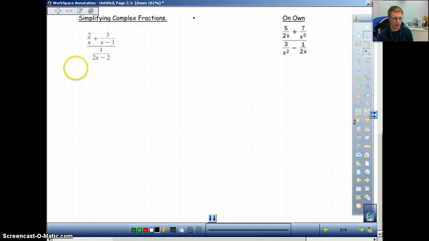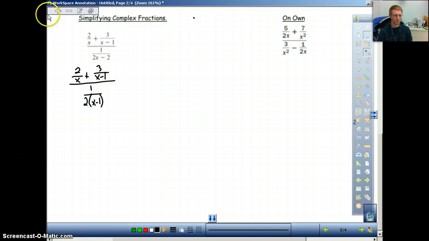So on this, I'm going to rewrite it as 2 over x plus 3 over x minus 1, because nothing here can be factored. And on the bottom, we have 1 over, and this can be factored. We can factor out a 2, and it'll become x minus 1.